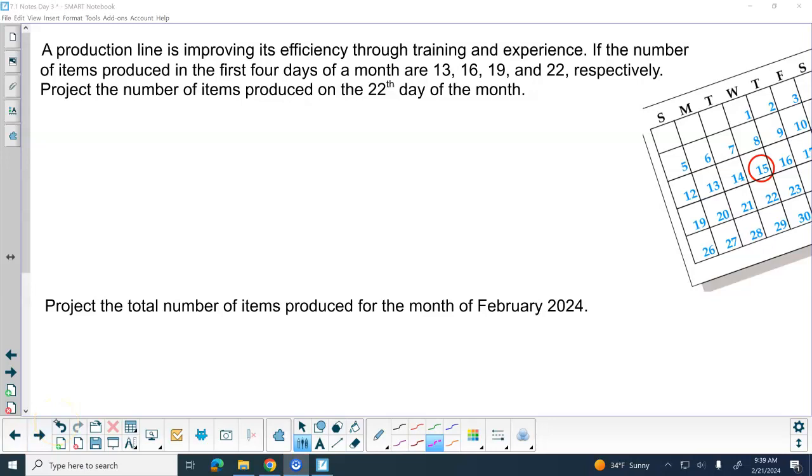All right, so my sequence starts out at, the first day of the month, we got 13. Then the next day, day 2, we improved up to 16. Then we improved to 19. Then we improved to 22, and so on and so forth, okay? We are asking for the 22nd day of the month. So we're going to have to use A sub n equals A sub 1 plus d times the quantity n minus 1.